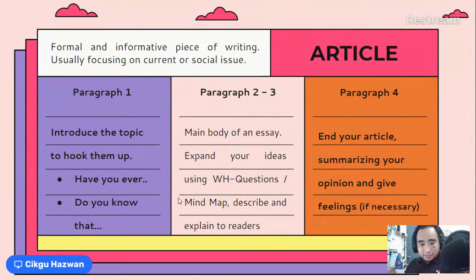So there are certain words that are informal, but when we present the information or the fact, it must be formal. Usually focusing on current or social issues. If the current issue is the MCO, so if you go through newspapers every day, for example if you buy the New Straits Times or the Star, if not mistaken, every day you'll see the front page talking about the MCO or the situation at the hospital, the situation at the vaccination center. So that is article, focusing on the current or social issue.